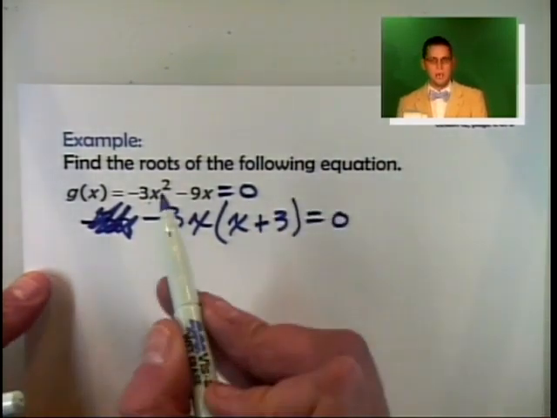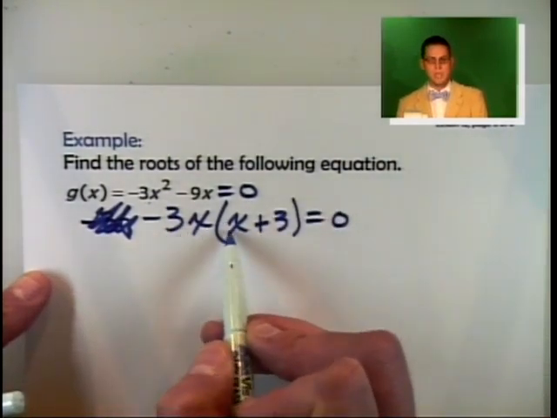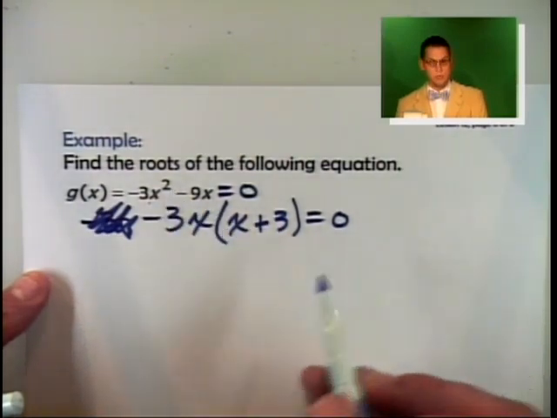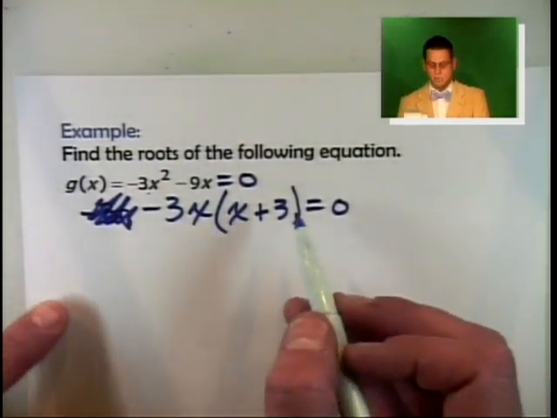Now, a real quick check here. Distribute this back into both terms. Negative 3x times x is negative 3x squared. Negative 3x times positive 3 is negative 9x. So it works. Well, now I can set each of these three factors equal to 0.